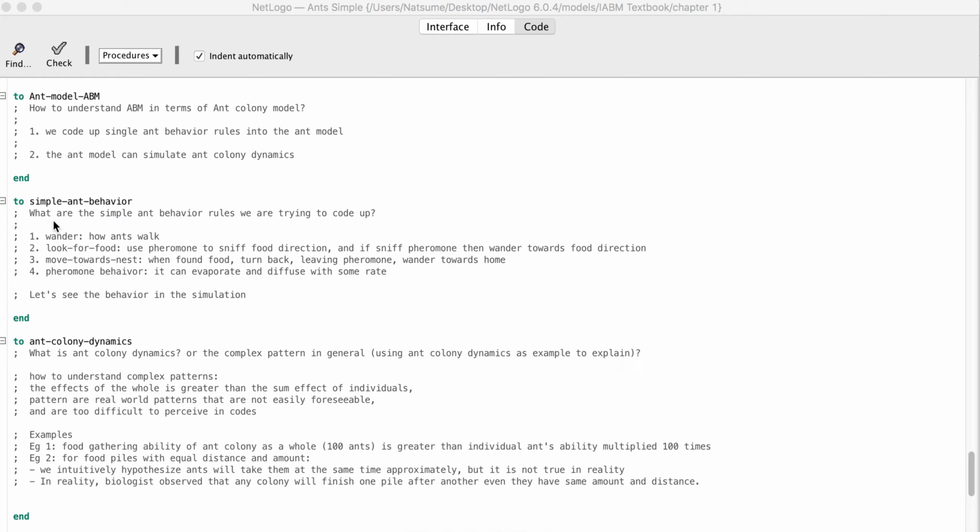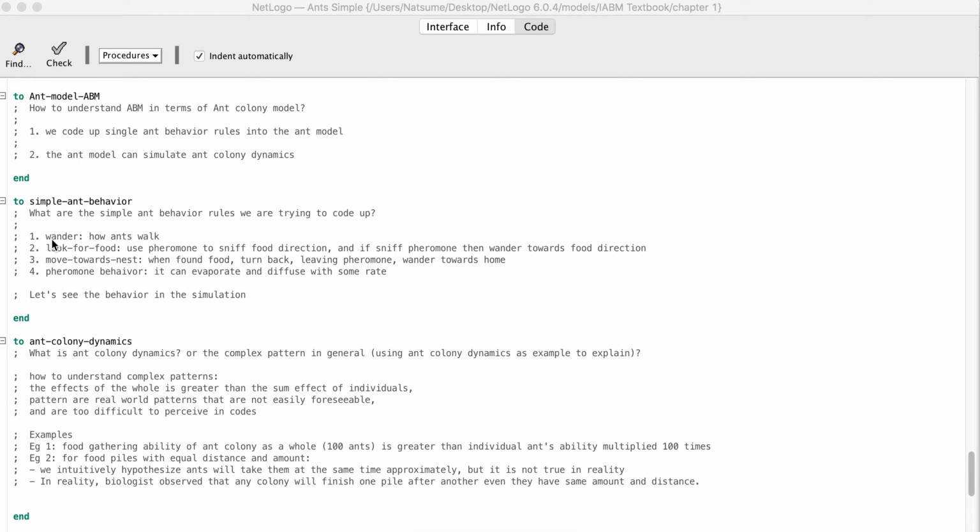In this video, we are going to explain what are those simple ant behavior rules we are trying to code up for the model. Because in the previous video, we know that any agent-based model consists of two major parts. The first, or the most important part, is the single agent's behavior rules. So for ants, we summarize 4 different rules here.